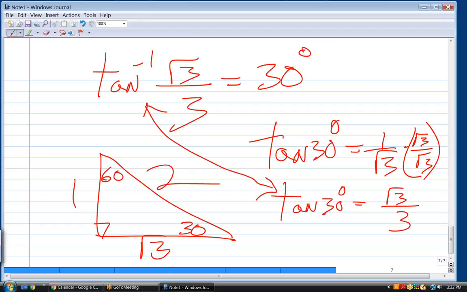However, my teacher makes me put it in radians, so that would be pi over 6, right? Yes. Okay. In other words, I can replace that with pi over 6.